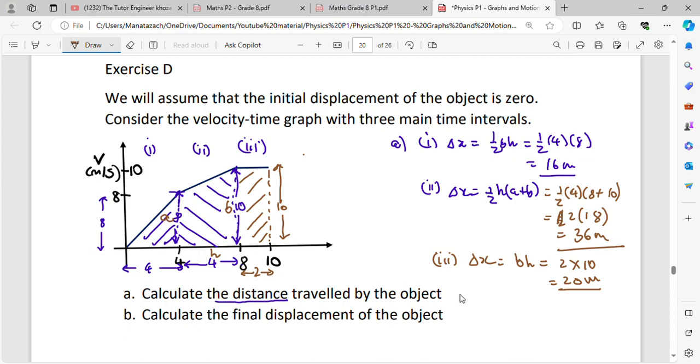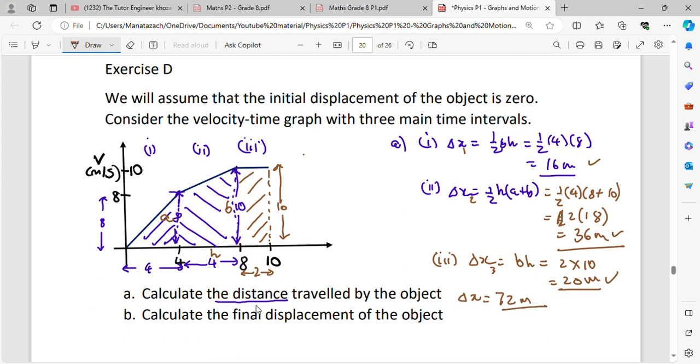So we'll sum all the change in x's. Let's say this was change in x1, 2, and 3. Summing them, this would be 56. 56 plus 16 is going to be 72 meters. So we're dealing with a distance of 72 meters.